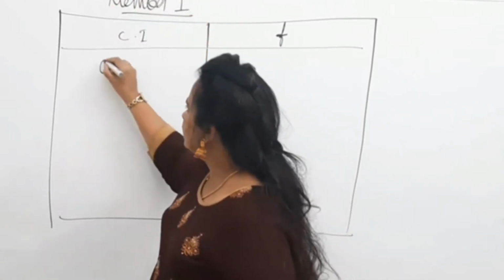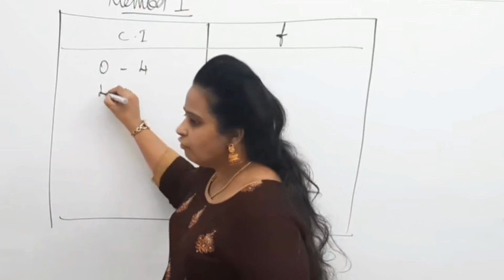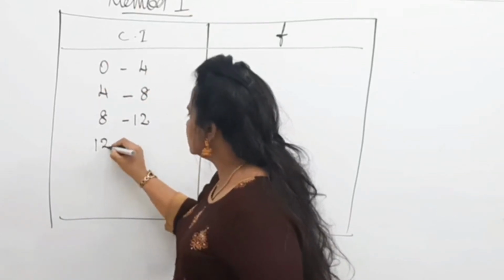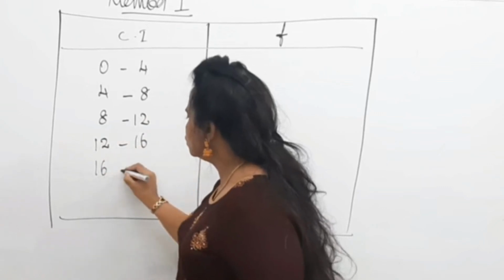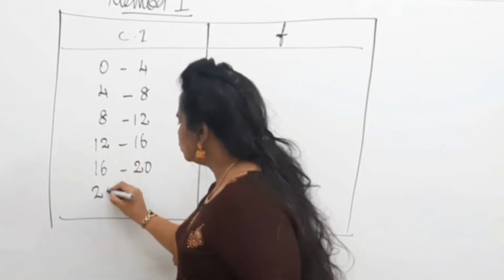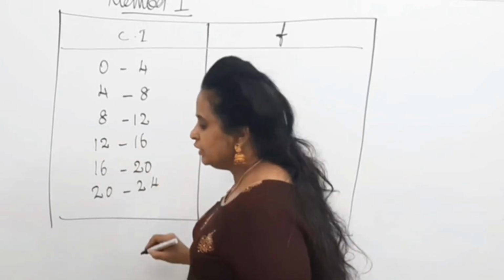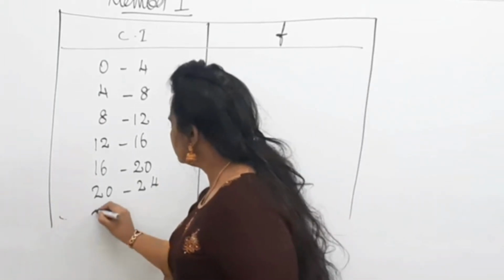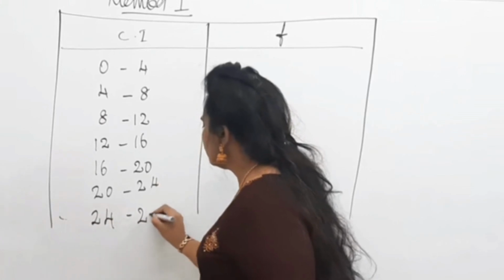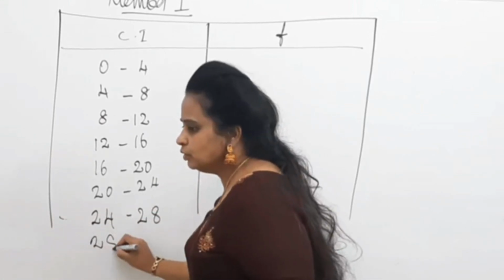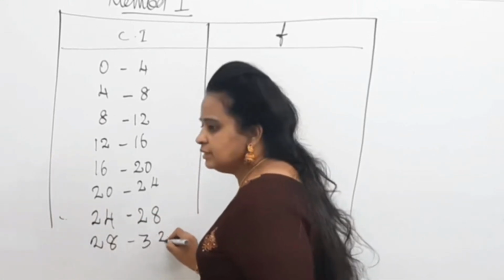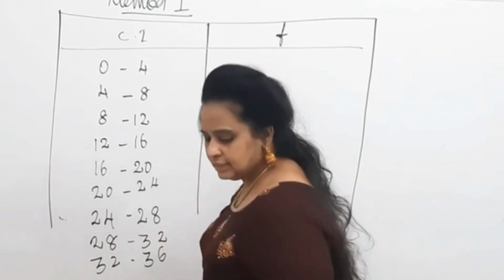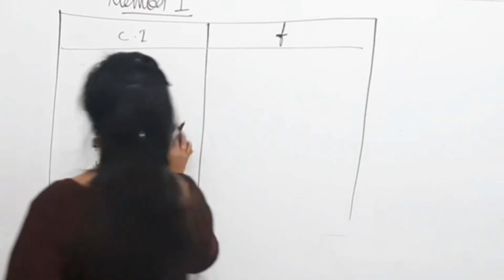So class interval is 0 to 4, 4 to 8, 8 to 12, 12 to 16, 16 to 20, 20 to 24, 24 to 28, 28 to 32, and then 32 to 36, 36 to 40.